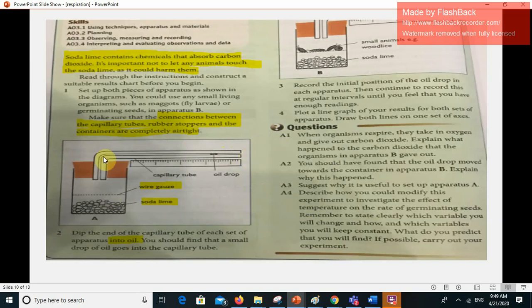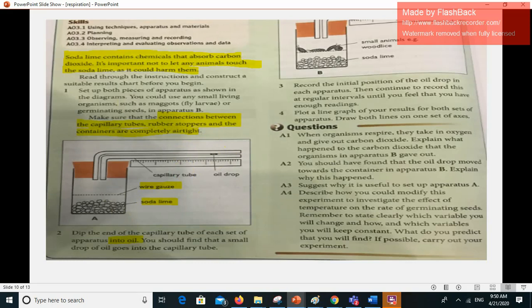So these wood lice, once they respire, they take in oxygen and they give off carbon dioxide. Now, the first thing, once they take in oxygen, they take it from the capillary tube here. And once they give off carbon dioxide, it should be absorbed by soda lime. If there was no soda lime, then carbon dioxide is going to push against the oil drop here. So the oil drop, once it moves, it's going to be pushed again back. So the rate cannot be calculated.